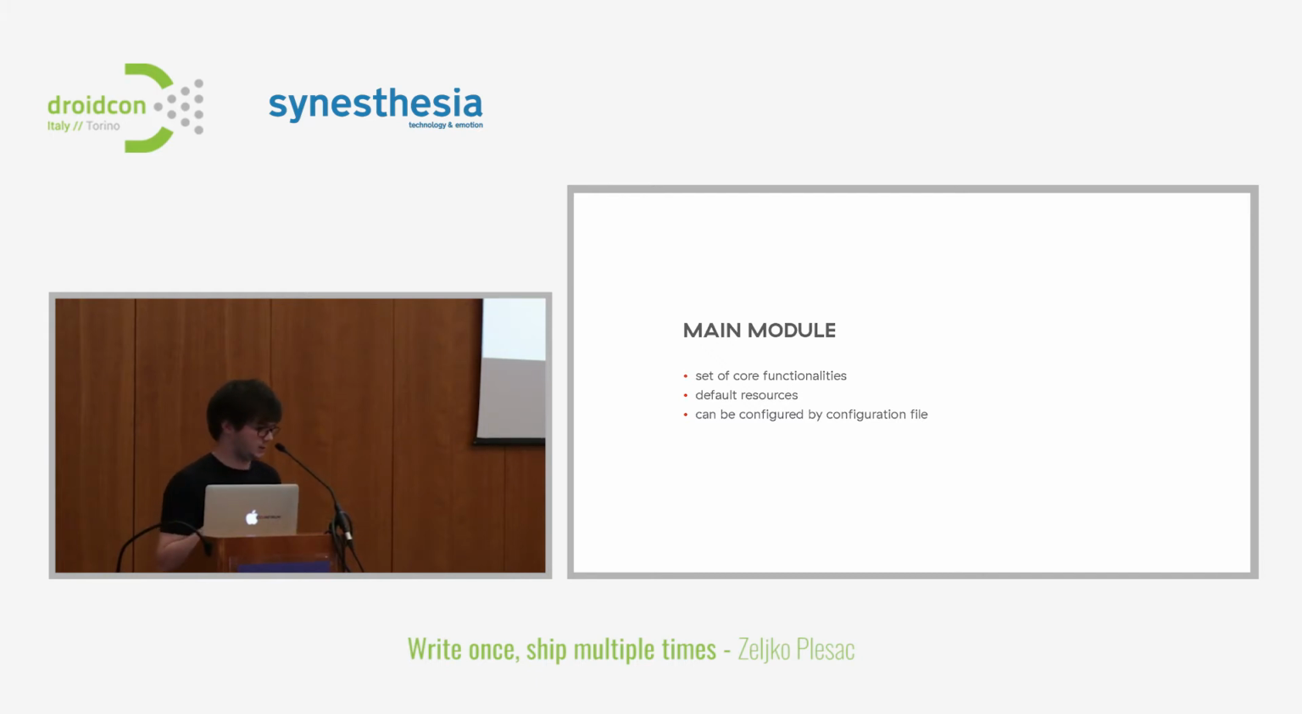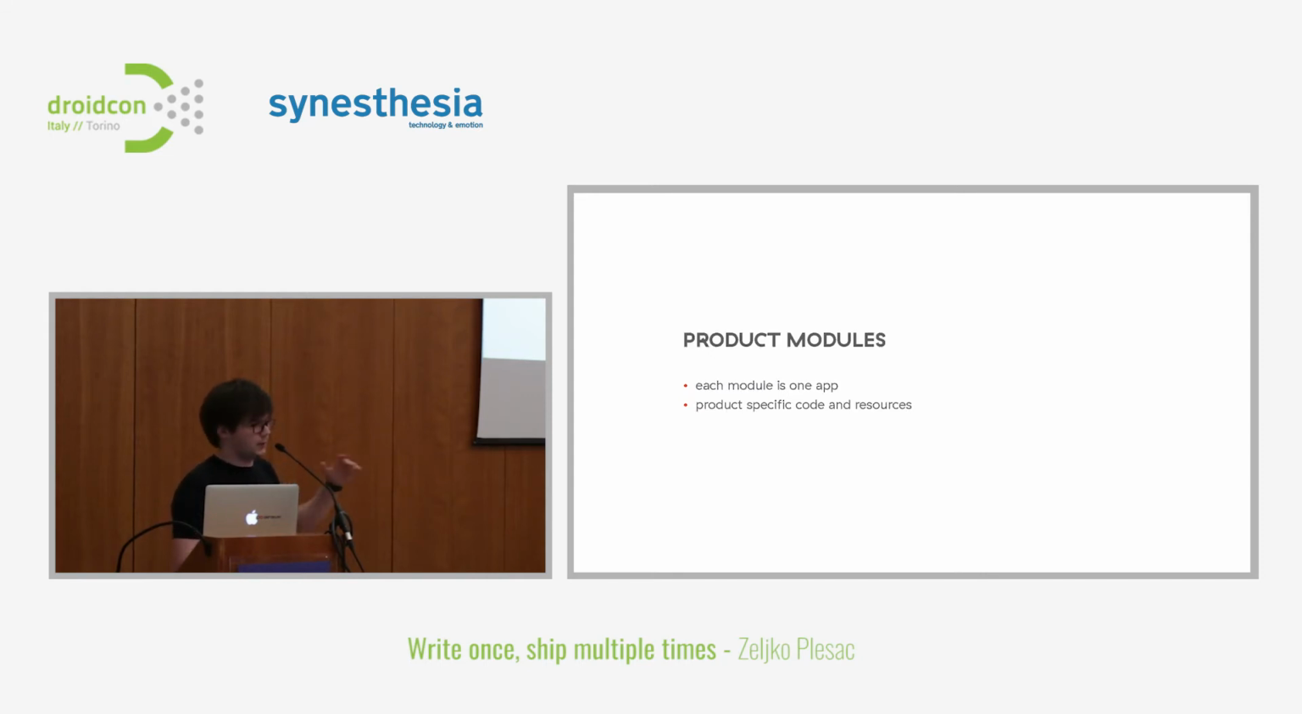So it contains shared code and shared resources, but it can also be minimalistic, and it can also contain only core functionalities. So basically, you can only add, I don't know, like networking layer or caching layer or stuff like that into the main model, and everything else you customize in your product flavors, product models, sorry. So product model, each model is one app. It has a dependency to main model. It uses its code, its resources, but it can customize everything for itself.